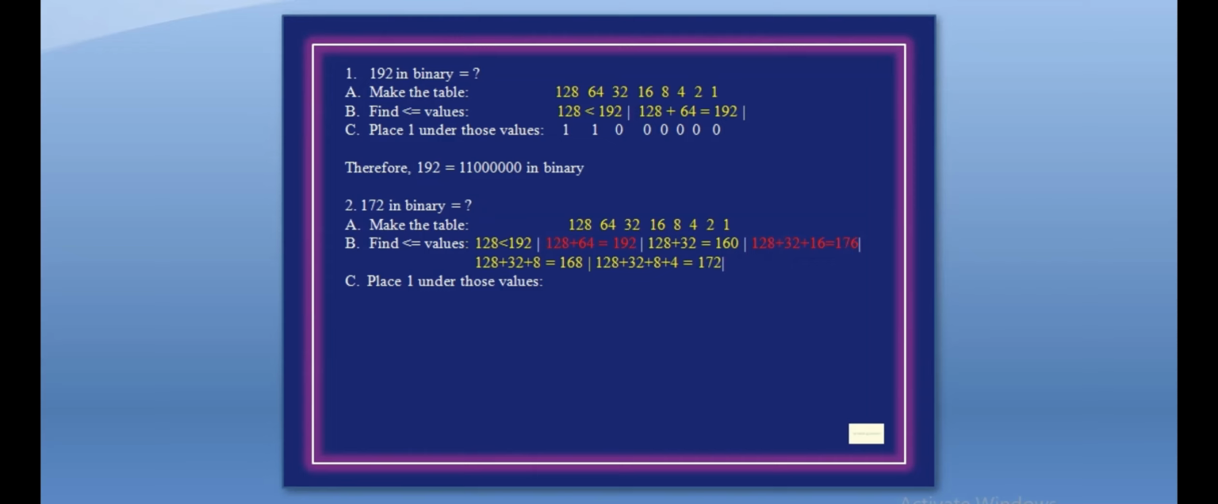Again we are going to move on to the next bit, that is 8. Here 128 plus 32 plus 8 is 168, which is less than the value we want. Then we place the bit value of 1 on 8. Again moving on to the next bit, that is 4. Then here we have 128 plus 32 plus 8 plus 4 equals 172, which is the value we want. Then for the last time we are going to place the bit value of 1 on 4 and the rest are going to be 0. Therefore 172 in binary is 10101100. And when you try to convert this into decimal, you will get 172.